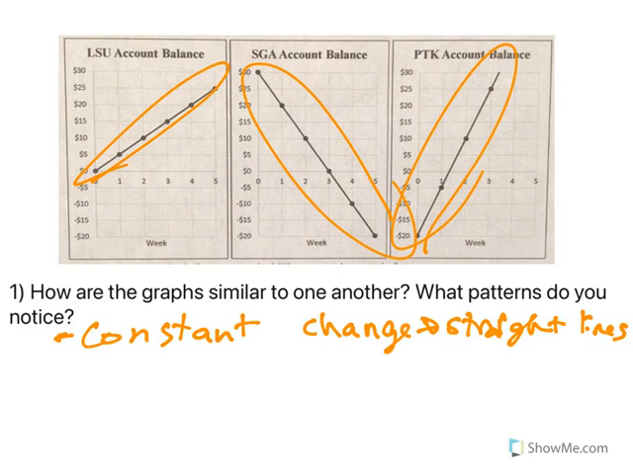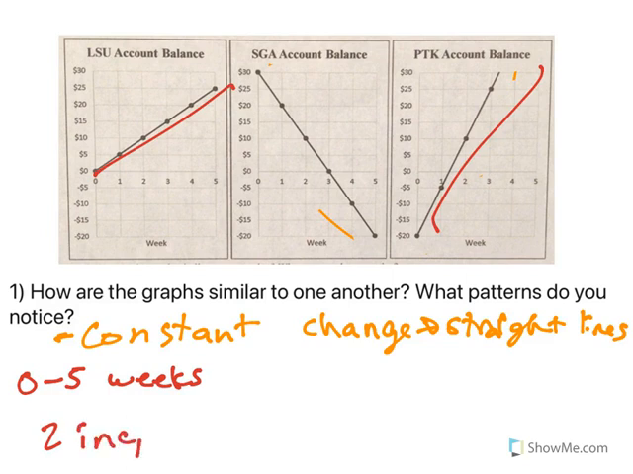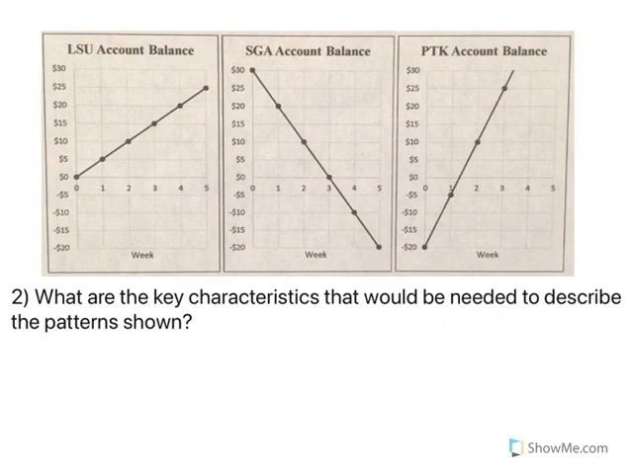What patterns do we notice? Well, that kind of depends on what your eyes see. We do know that all the graphs go from 0 to 5 weeks. It told us that. Two of them are showing an increase and one is a decrease. I don't know if those are patterns or not. I think the big pattern is that it is a constant change. In every one, there's an up and over that is consistent in each graph. We're going to use that.